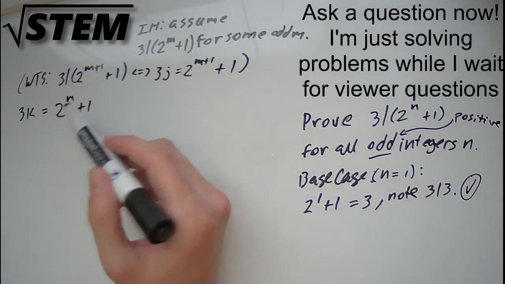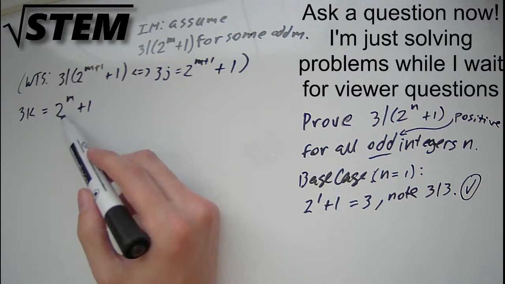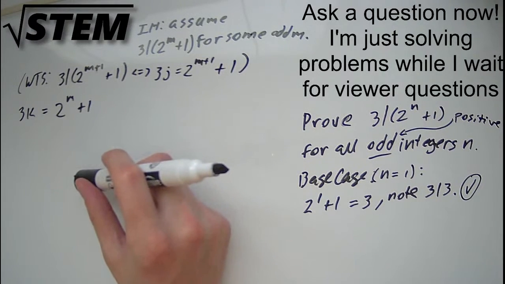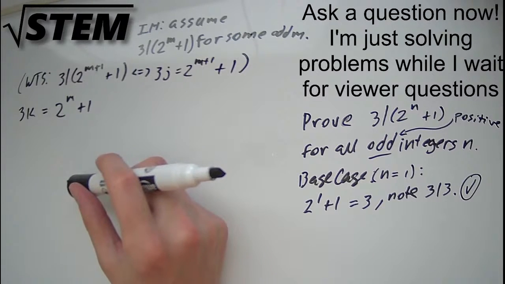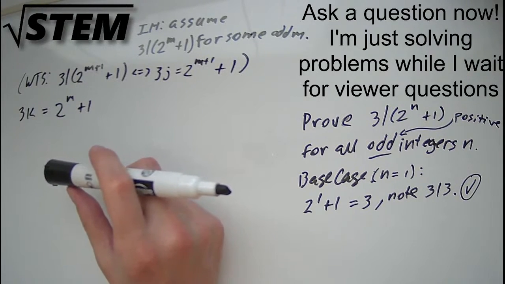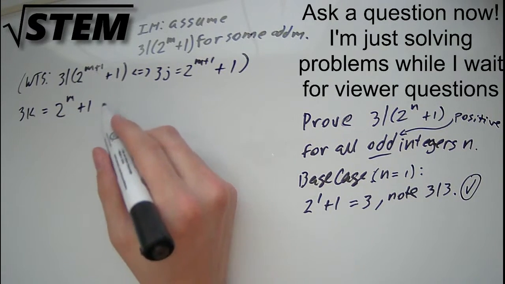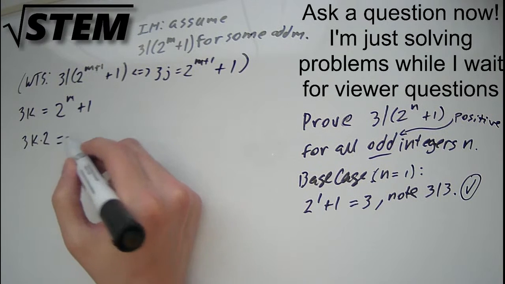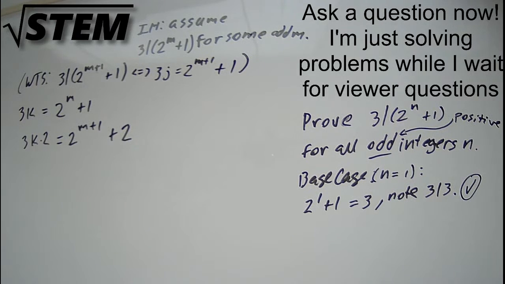So if we multiplied this by 2, we could get 2 to the power m plus 1. And then we would end up with this also being a 2, which is not really what we want. Let's just try that and see what we can do with it. So multiply by 2 and we get 3 times k times 2 equals 2 to the m plus 1 plus 2. Can we work with this?